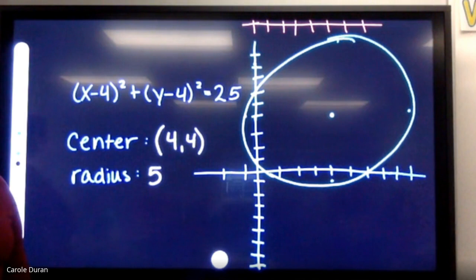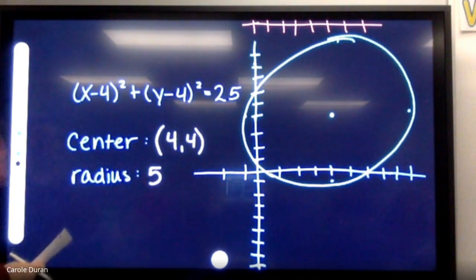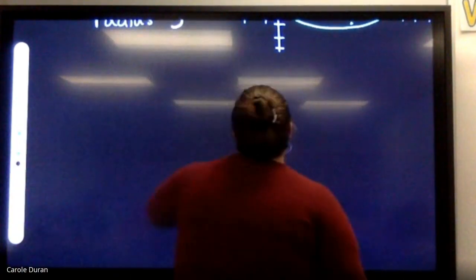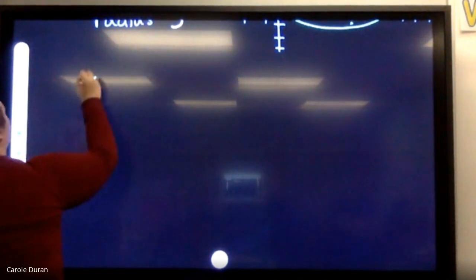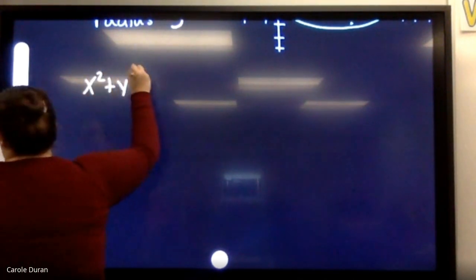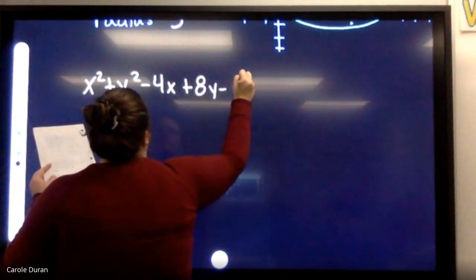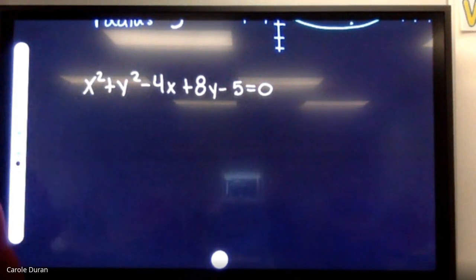Okay, so now we're going to approach this from a different way. Let's say that my equation was not given to me in standard form. Let's say it was given to me in expanded form. So let's say I have x squared plus y squared minus 4x plus 8y minus 5 equals 0.